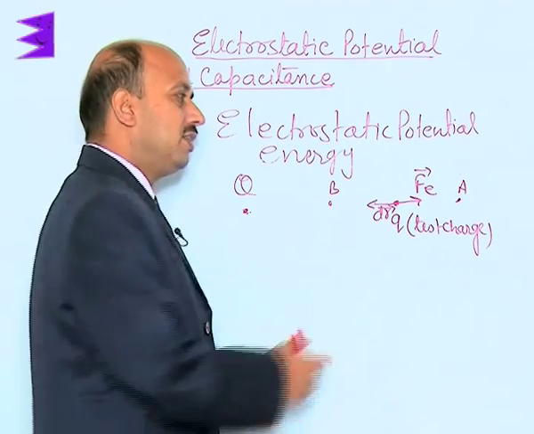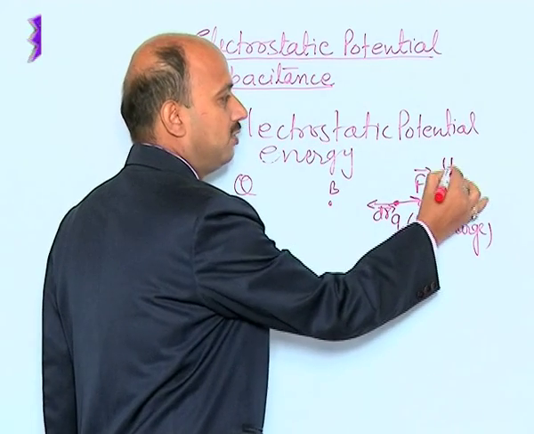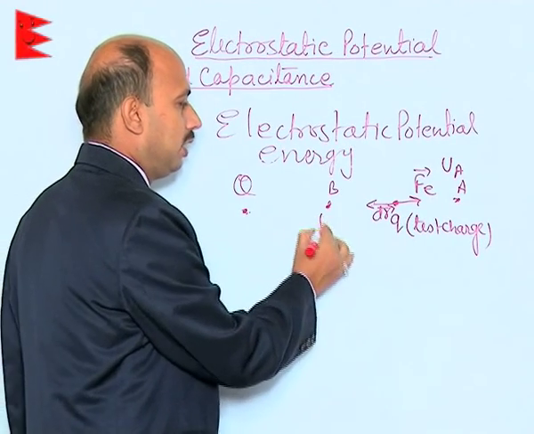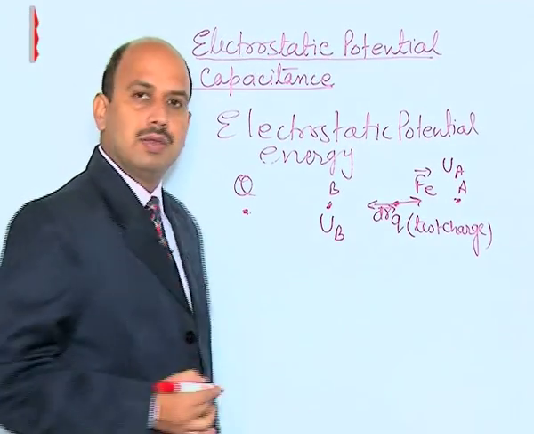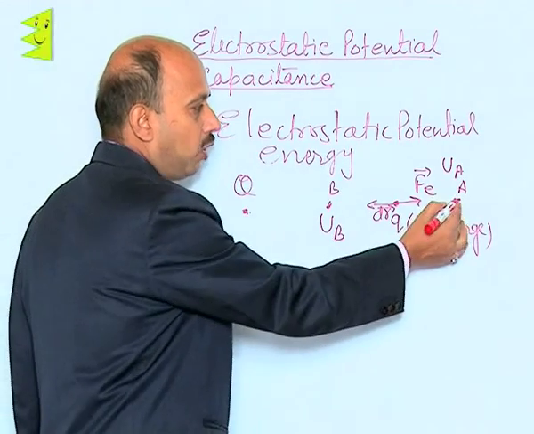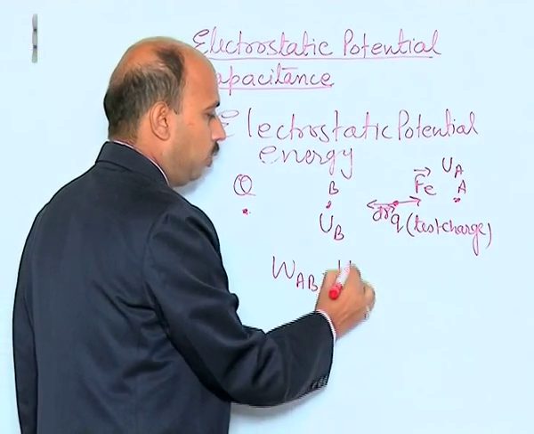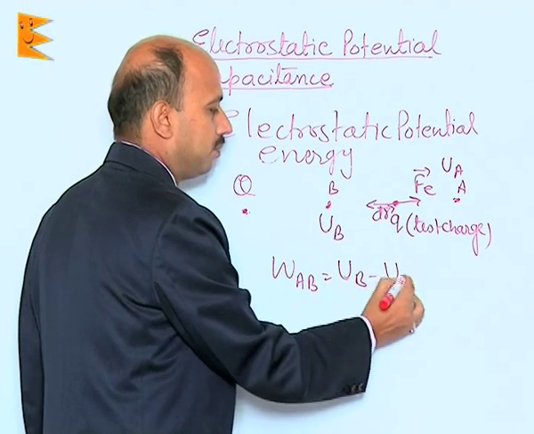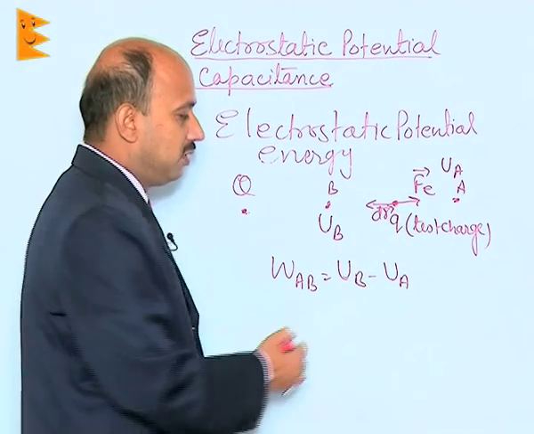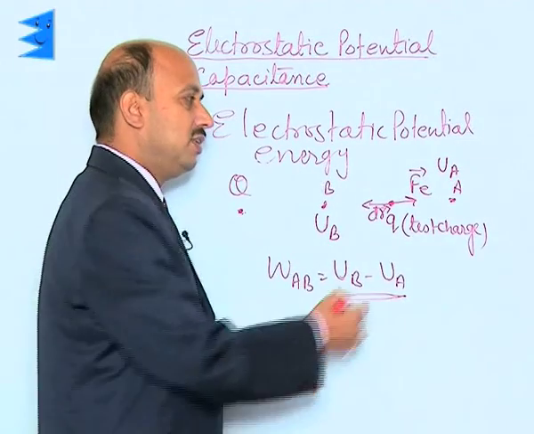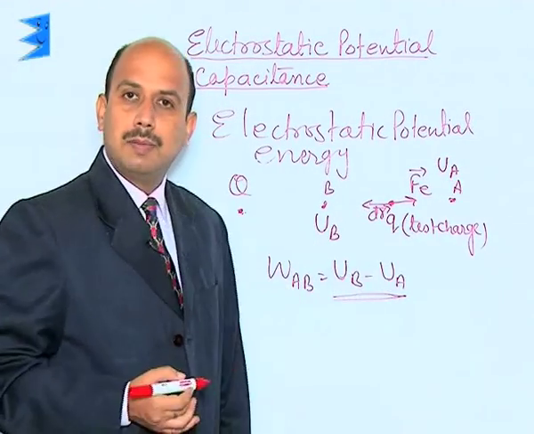So, now when the charge is at A, it has potential energy, suppose UA, and when the charge is at B here, it has potential energy UB. So, now when the charge is brought from A to B, the work done can be written as UB minus UA. So, this is the difference between the potential energies of the charge at the points A and B here.